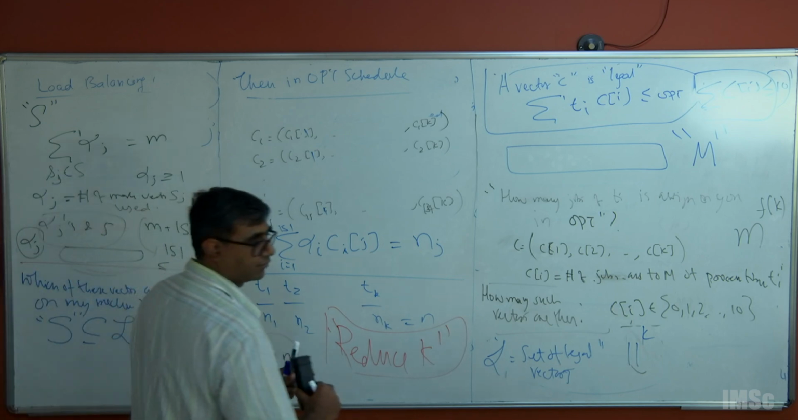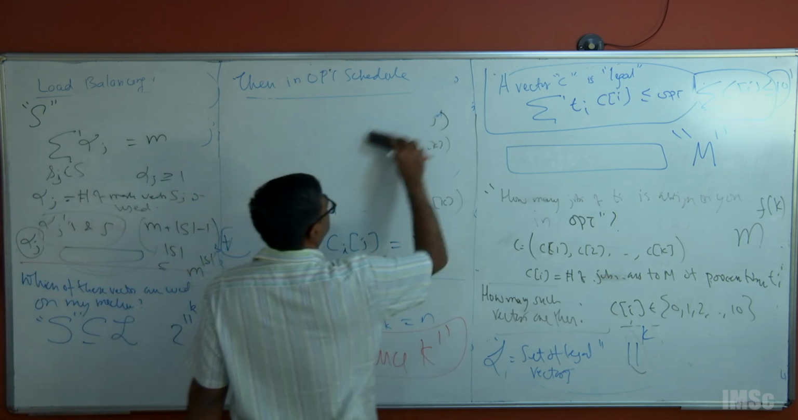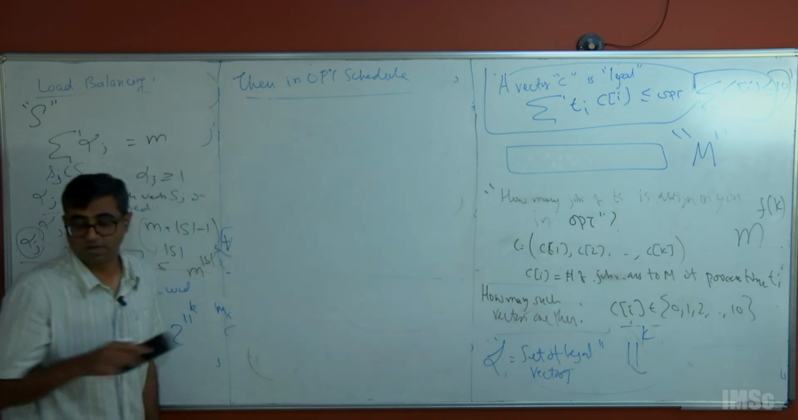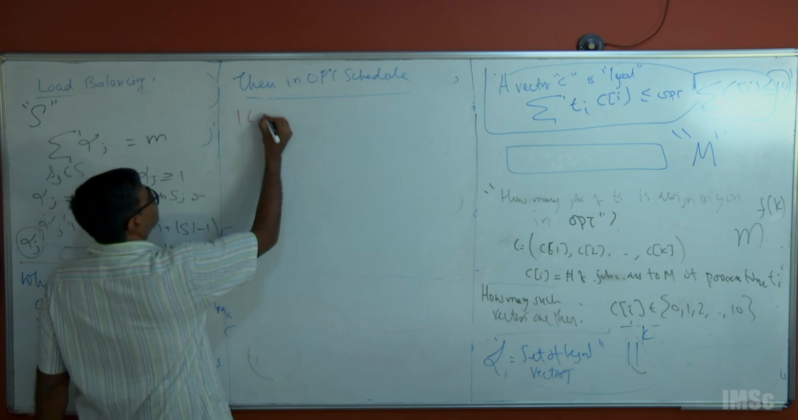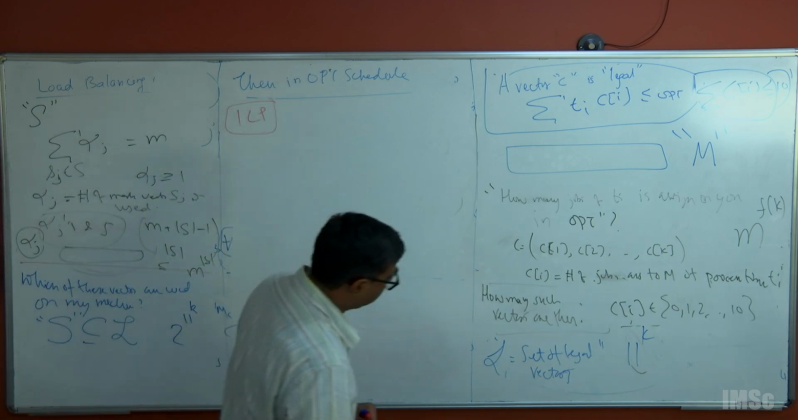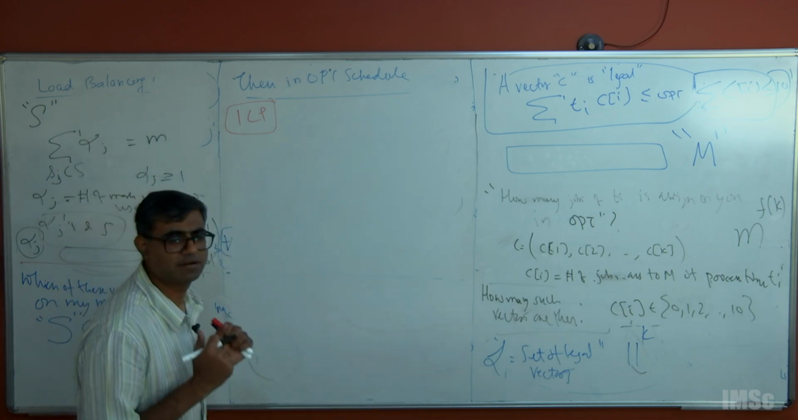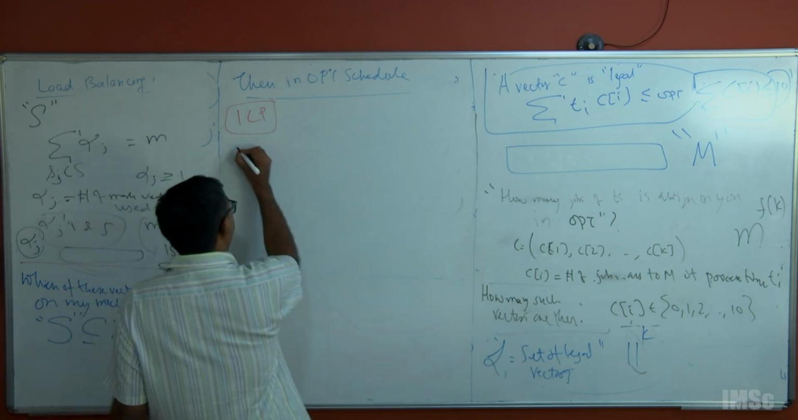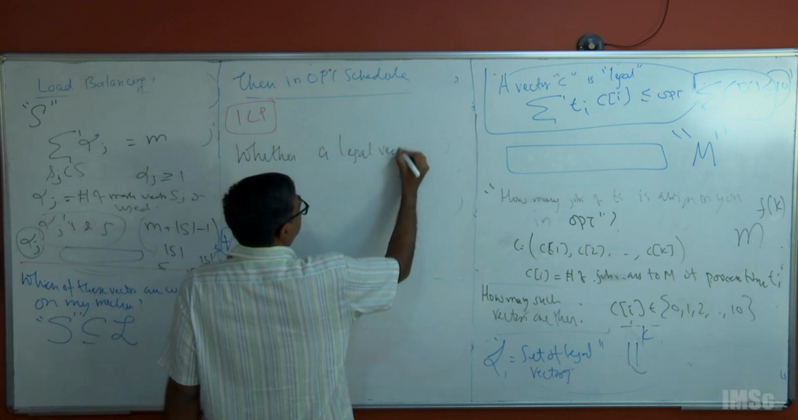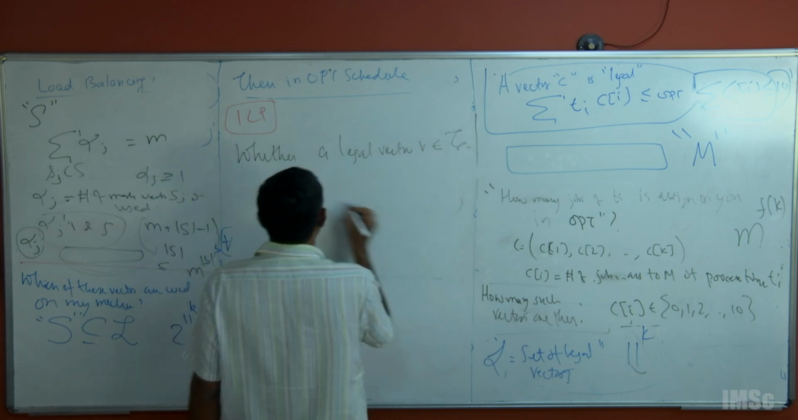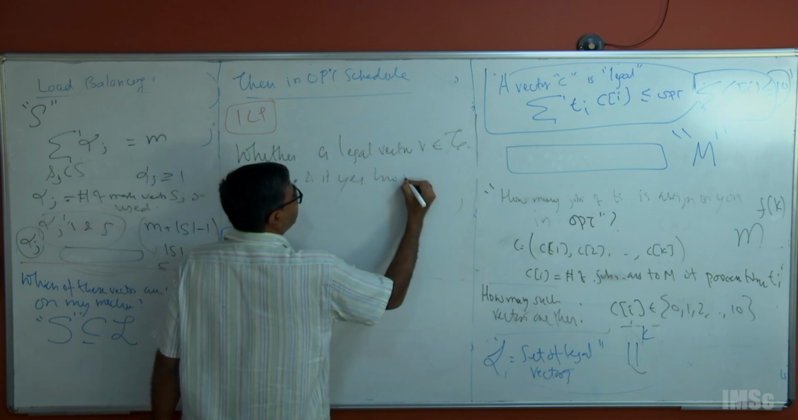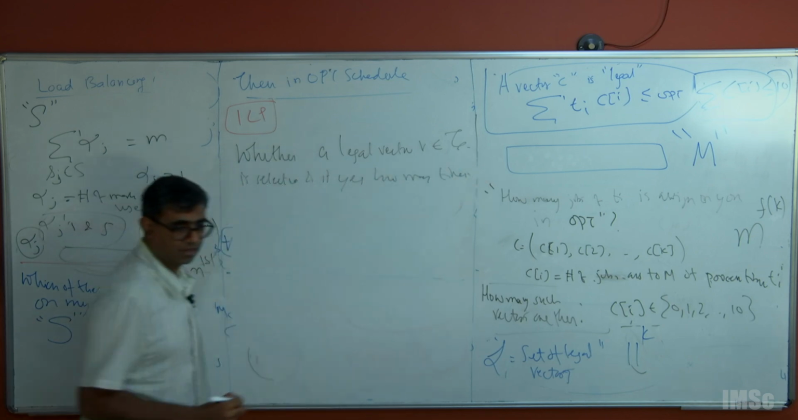So let's write this down, this integer linear programming, ILP. Basically, what did I try to do here? I try to say whether a legal vector v in L is selected, and if yes, how many times?